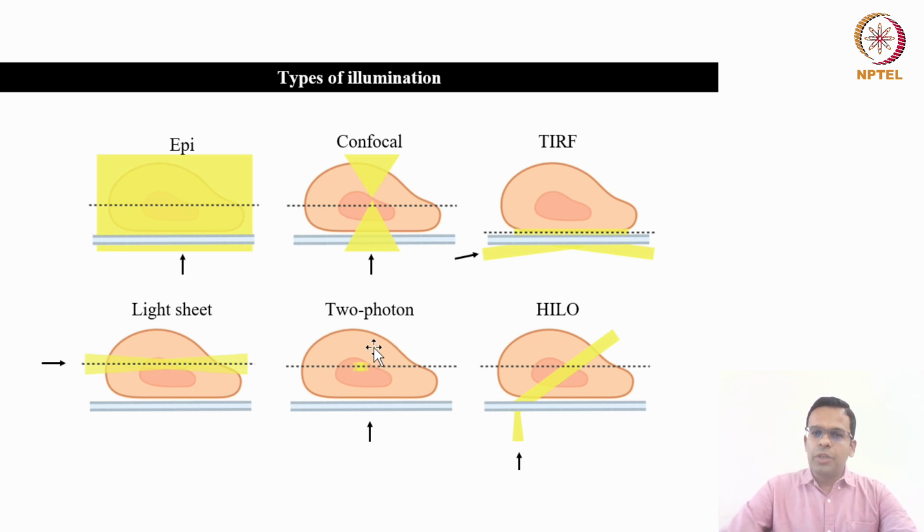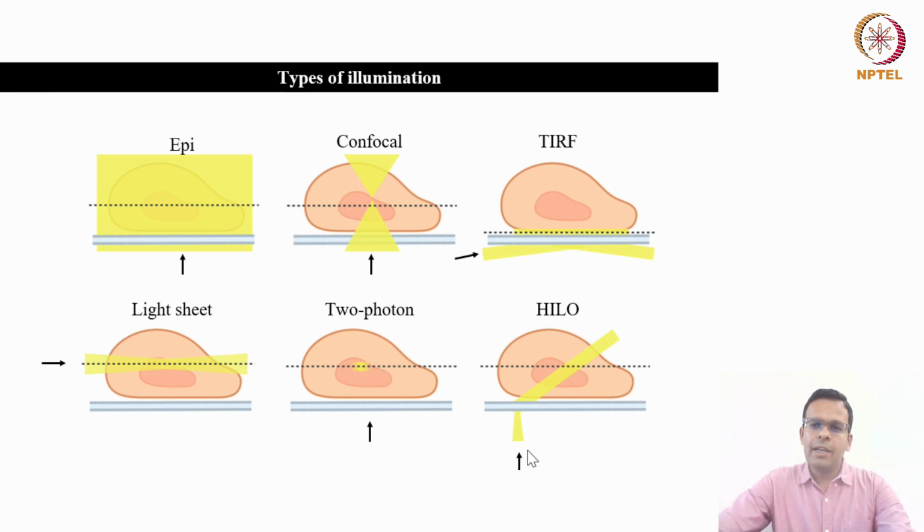Then this is a two photon illumination. So by two photon illumination, you can particularly illuminate one point kind of a structure in the cell. Okay, so the entire cell is not illuminated, only this one point kind of area is illuminated.